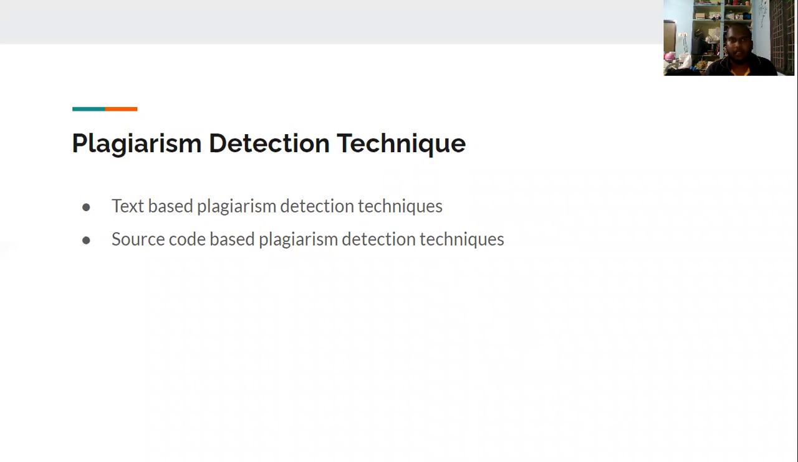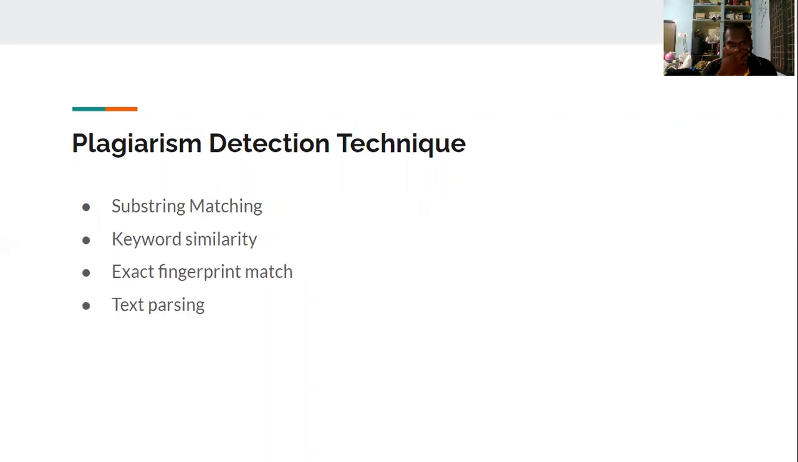Plagiarism detection techniques. There are two ways of plagiarism detection: text-based plagiarism detection techniques and source code-based plagiarism detection techniques. There are several techniques to detect plagiarism: substring matching, keyword similarity, exact fingerprint match, and text parsing.